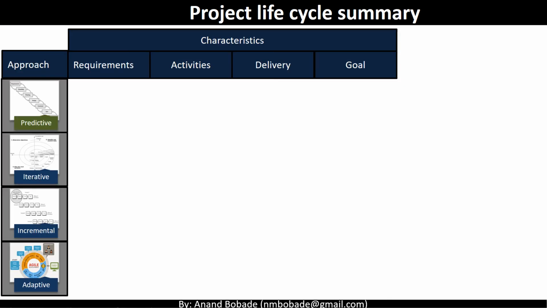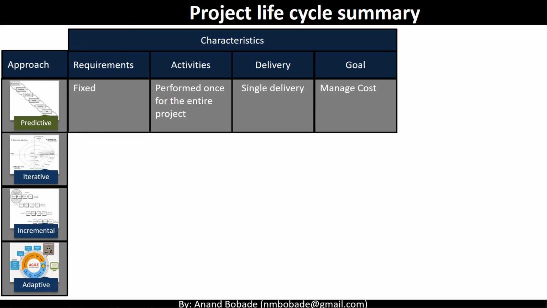The exam will test your understanding of how you differentiate these life cycles in terms of requirements, activities, delivery approach, and goal. So this is a summary slide of what we have learned so far, where we will try to differentiate between all these 4 approaches. In predictive, requirements are fixed, activities are performed once for the entire project, there is a single delivery, and the goal is to deliver scope within agreed cost and on time.